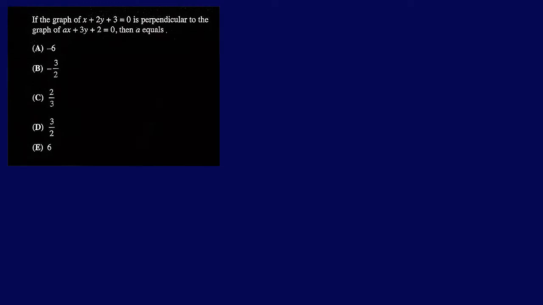If the graph of x plus 2y plus 3 equals 0 is perpendicular to the graph of ax plus 3y plus 2 equals 0, then a equals one of the 5 following choices. So let's look at the first equation first.